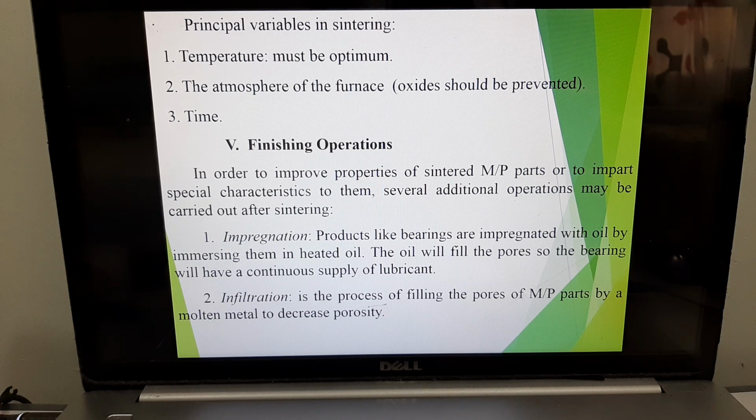Infiltration is the process of filling the pores of powder metallurgy parts with a molten metal to decrease the porosity.